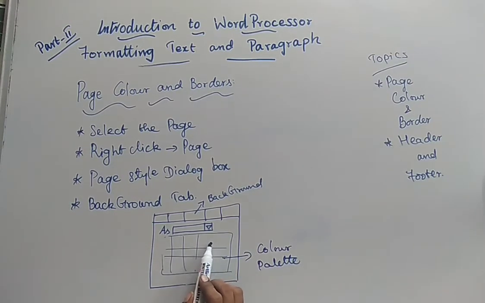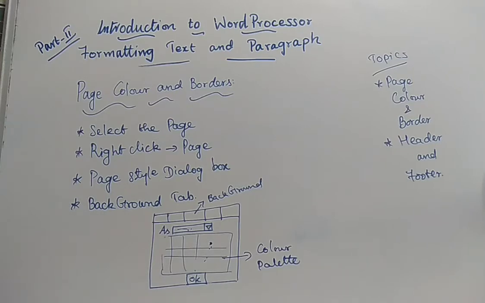After selecting this, what will happen? Automatically this color will be seen here for you. Then what do you have to do? You have to click OK. When you click this, automatically the color that you have selected will be applied for the background.